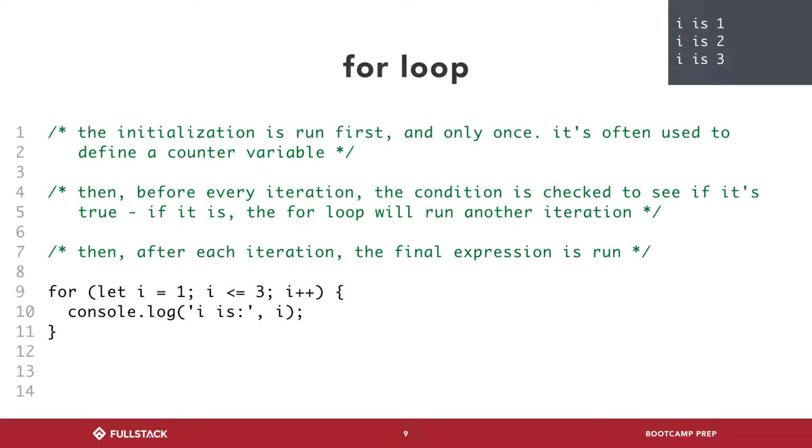It will check, is 4 less than or equal to 3? And the answer is no. So at that point, it will stop. It doesn't hit this and just say, okay, this looks about like a starting point, I'll stop. It actually tries to evaluate this conditional. And if this conditional is true, it will keep running. If it's false, it will stop.